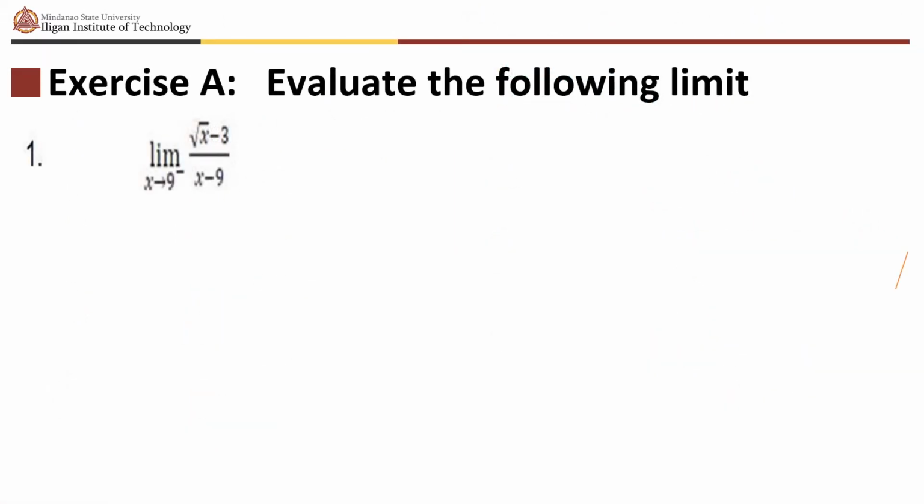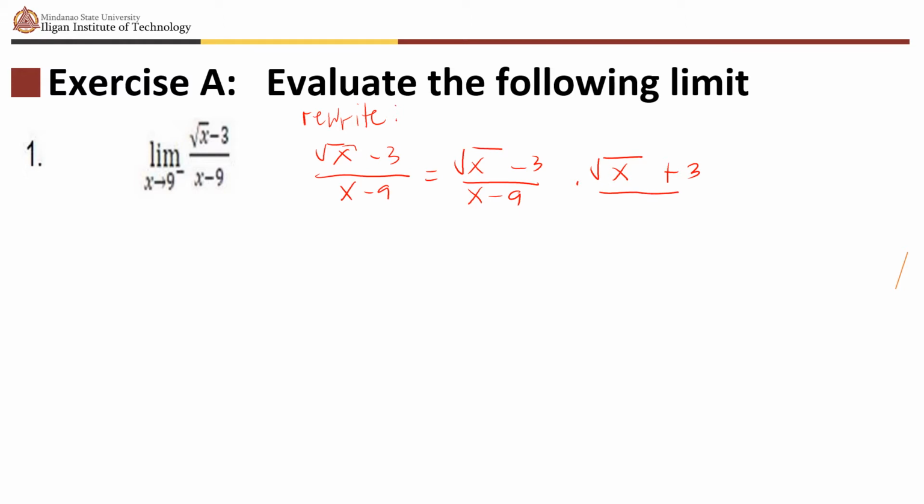So for number 1, we're going to solve for the limit of the square root of x minus 3, all over x minus 9, as x approaches 9 from the left. First thing that we're going to do is to rewrite the function. We rewrite square root of x minus 3 all over x minus 9 to be equal to square root of x minus 3 all over x minus 9, times square root of x plus 3 all over square root of x plus 3.